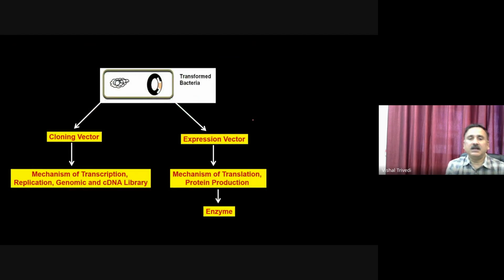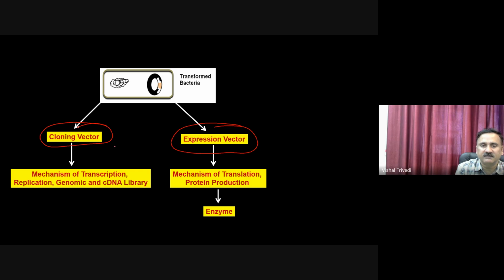So once the screening is over, you have actually got the desirable recombinant clone. These clones could be present in a cloning vector or in an expression vector. Cloning vectors are mostly used for studying transcription, replication, or the preparation of genomic or cDNA libraries, whereas expression vectors are used for studying the mechanism of translation or protein production.